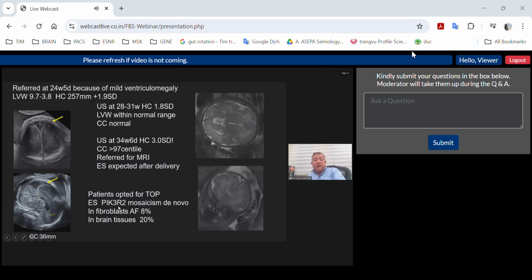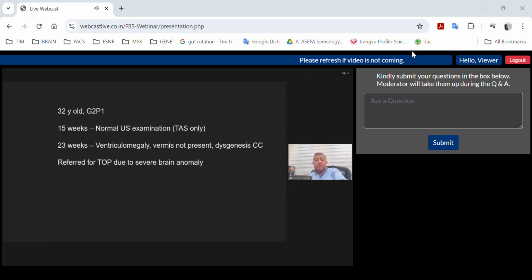This is the MR showing the abnormal brain, and after termination, we found that it was a de novo mosaicism. It was present only in the amniotic fluid fibroblasts in 8% of the cases, but in the brain tissue that we performed autopsy on, in 20% of the cases.